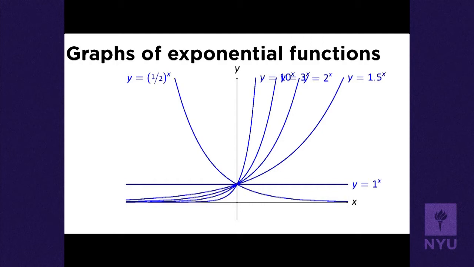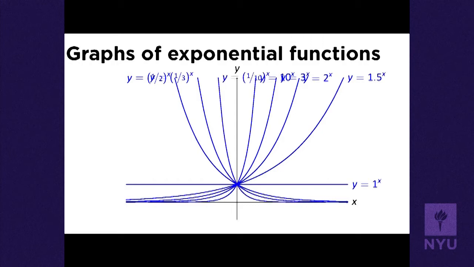They are exact mirror images of each other if you flip it over in the y-axis. And the reason for that is that 1/2 is 2 to the minus 1. So 1/2 to the x is the same as 2 to the negative x. So when you take a function and then plug in the opposite, you are reflecting across the y-axis. So the graph of 1/2 to the x is the flip of the graph of 2 to the x. And the graph of 1/3 to the x is the flip of the graph of 3 to the x.